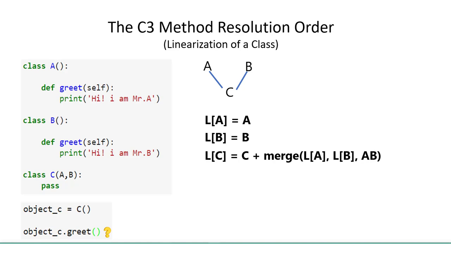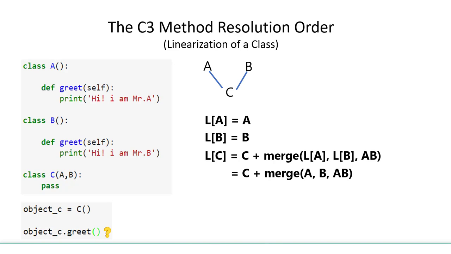As A and B are the parents of class C, it will be nothing but linearization of class A and B along with list class AB. Now let's try to evaluate this merge function. Linearization of A is A, linearization of B is B, and we finally have the list AB as the last argument.